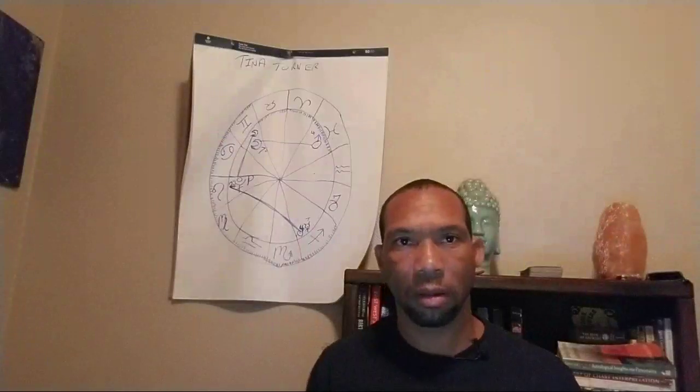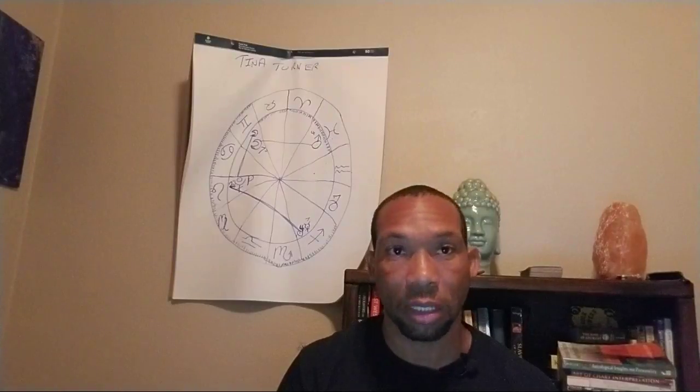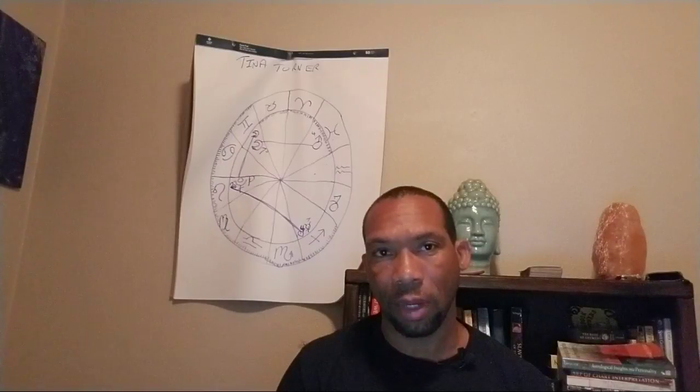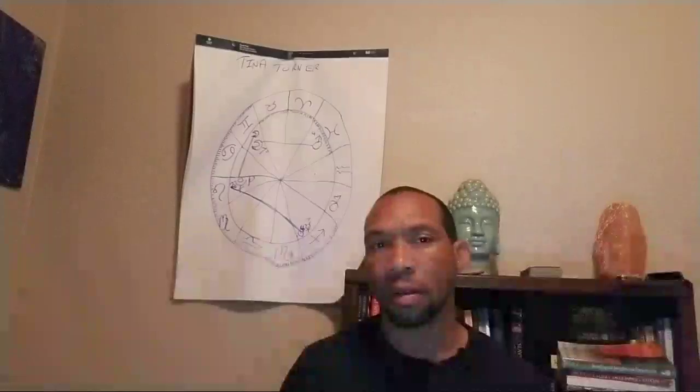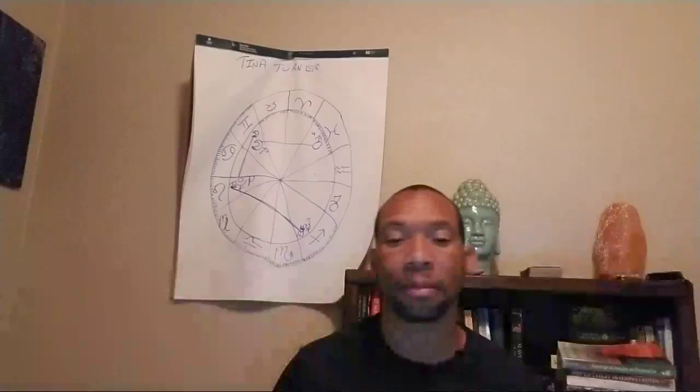And now we're going to look at the opposition, which is the last one we're going to look at. The opposition is 180 degrees from each other, totally opposite on the other side. And what planet does she have opposite each other?